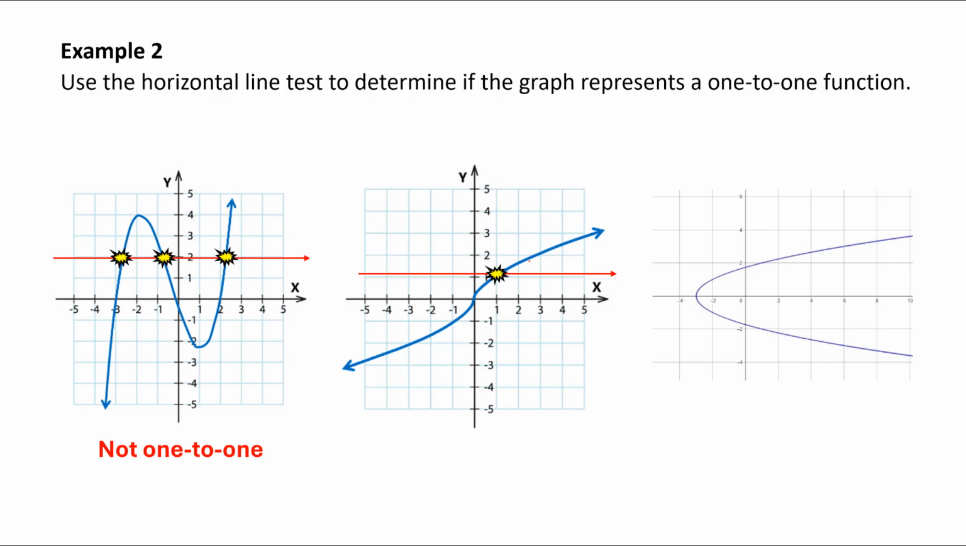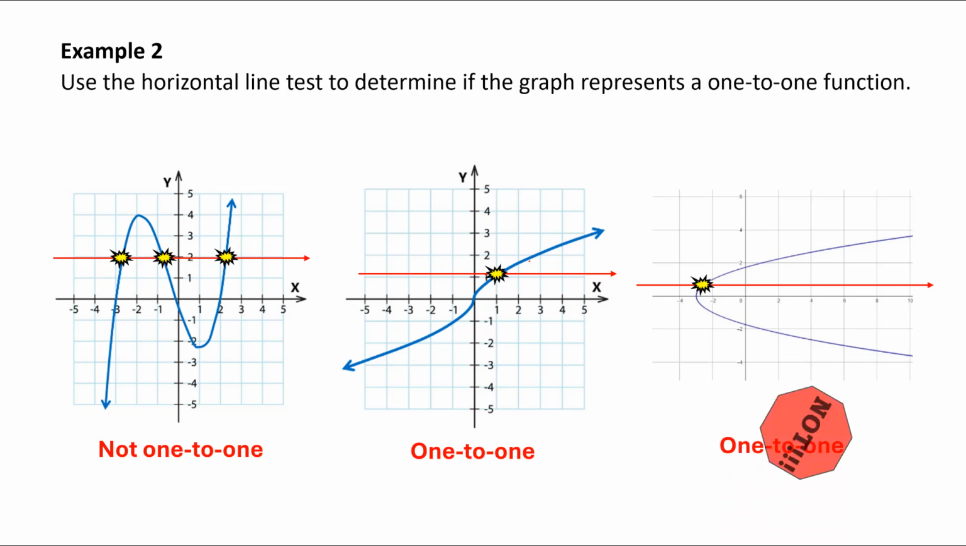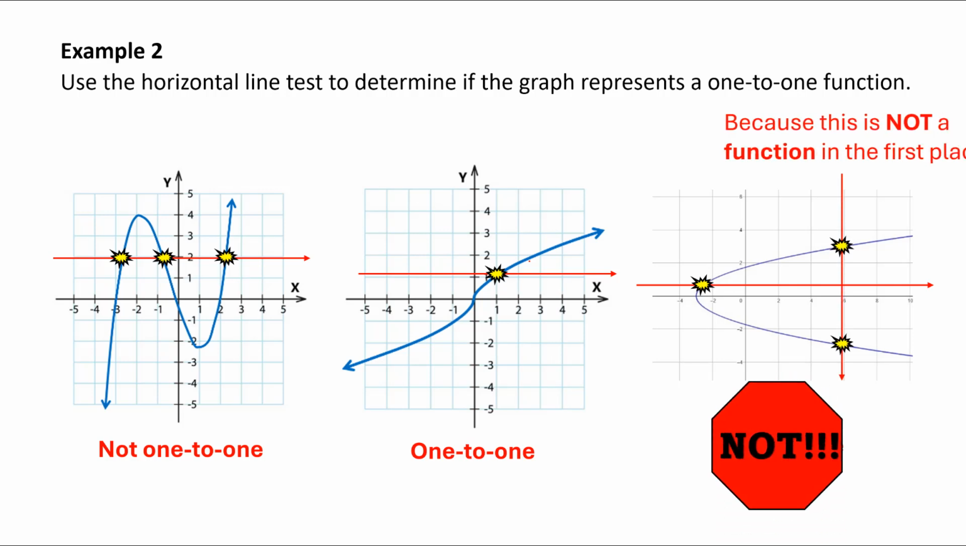That's a one-to-one function. Over here on the far right, it hits it only once going horizontally, but wait a minute, going vertically, it hits it twice. So it's not even a function. So just because it only hits it once with a horizontal line doesn't mean it's a one-to-one function. It has to be a function first, and that's not a function.